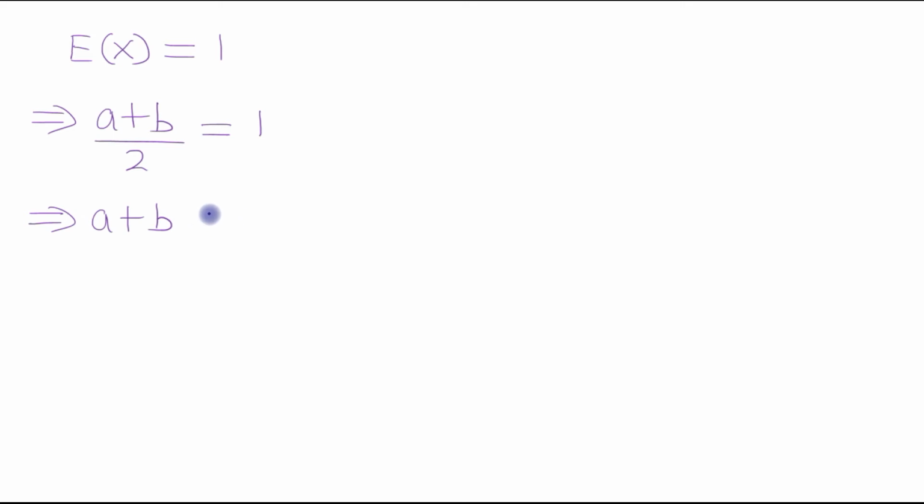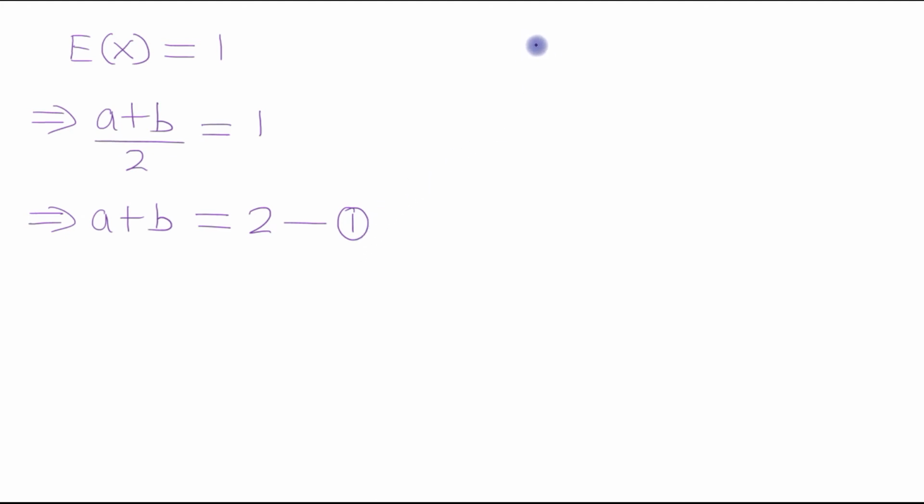So we are given that the mean equals 1, that is, the expected value of x is equal to 1. We know that E(x) in case of uniform distribution is (a plus b) upon 2, and this is equal to 1. Now a plus b will be equal to 2. So this can be taken as the first equation.